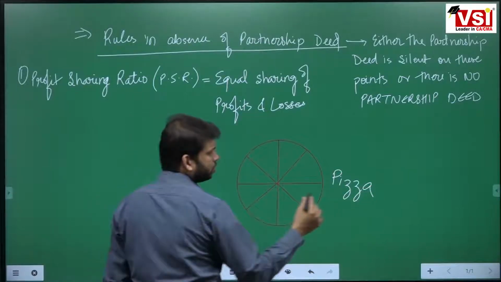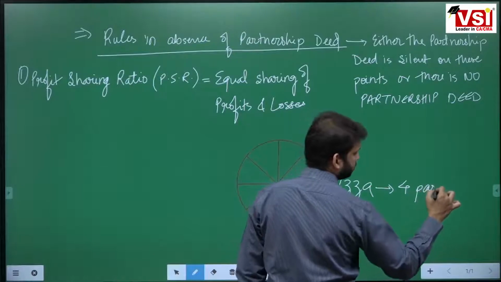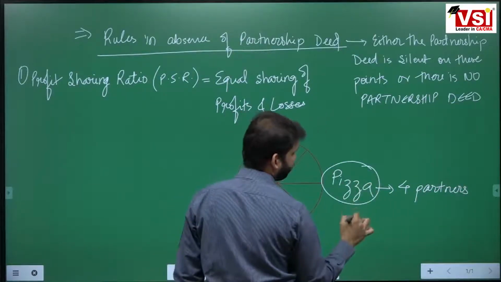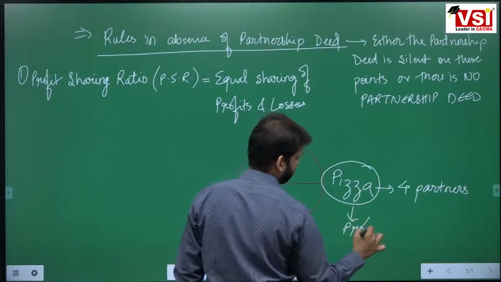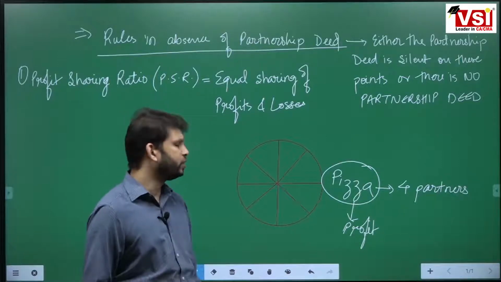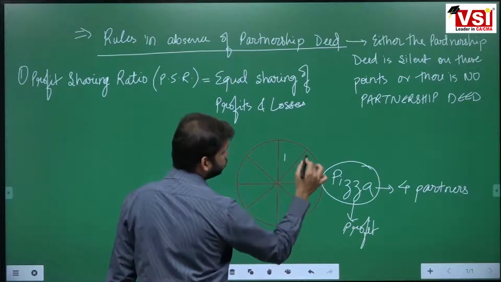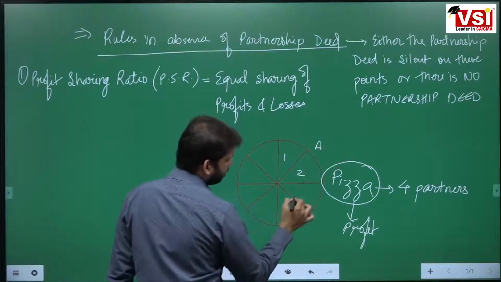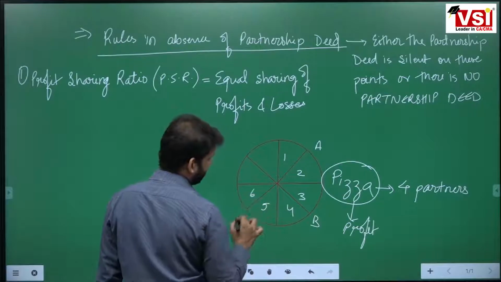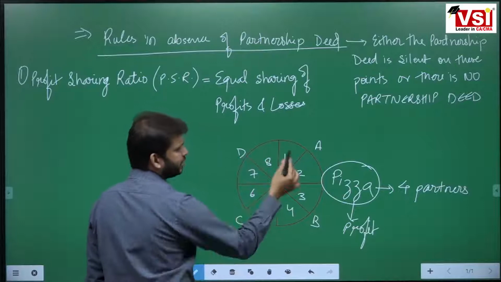Now, there are 4 partners. This pizza is our profit. How will we distribute this profit equally? We will say, 1 and 2 will be taken by A, 3 and 4 by B, 5 and 6 by C, and 7 and 8 by D. So everyone is getting 2 slices.